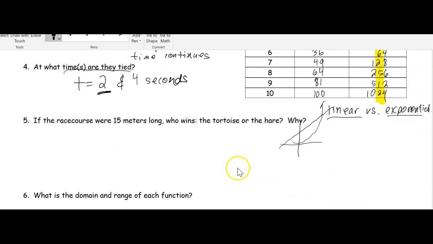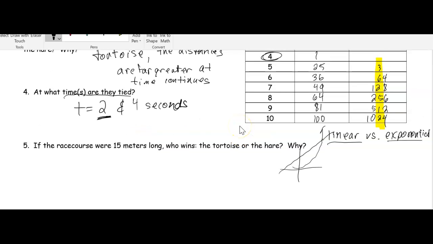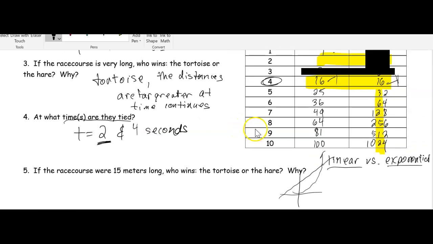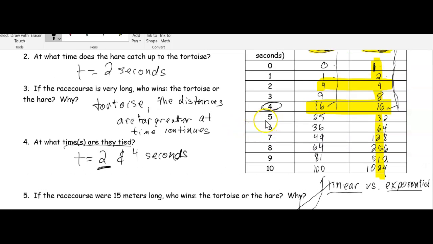Question 5 says, if the race course were 15 meters long, who would have won, the tortoise or the hare? If we would have stopped at 15 meters, write down who you think would have won the race, because they're tied at 16 meters. We can see here at 16 meters they're tied. But what would have happened if they only had to race 15 meters? Who would have been our winner? Write down what you think there.